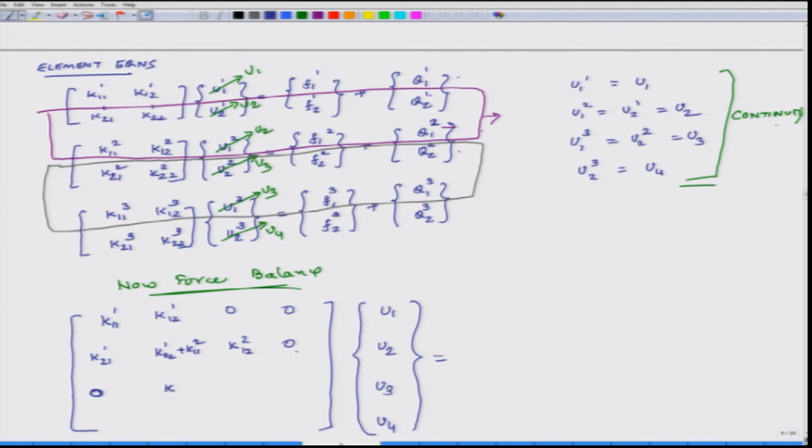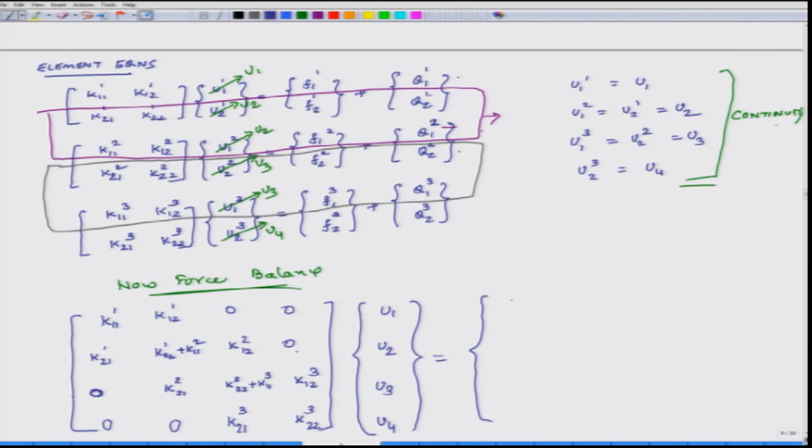And then here we get K21 of the second element, and this is K22 of the second element plus K11 of the third element, and this is K12 of the third element, right. So, this is the third equation, and the fourth equation is 0, 0, K21 of the third element, K22 of the third element. So, this is the left side of the equations.